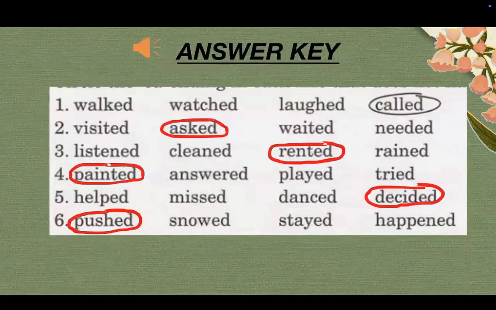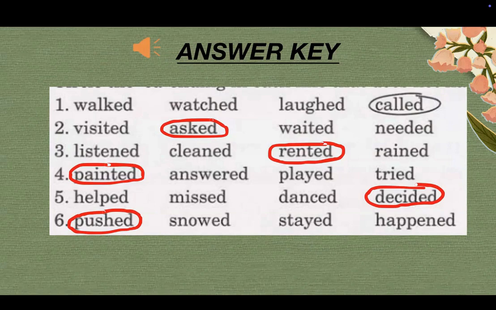Okay, so we have the answer key for this exercise. We have number 2. We have the word asked with ed ending t. However, the rest of the words have the ed ending id, like visited, waited, needed. So the word asked is different from the others. Next one, number 3, we have the word rented, which is different because the ed ending is id. However, the rest of the 3 words have the ed ending d: listened, cleaned, rained.